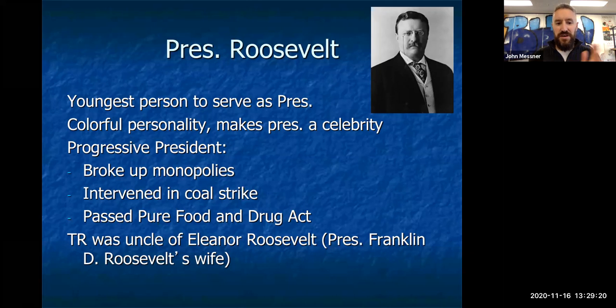Very colorful personality, and we kind of talked about that, and we talked about how he broke up monopolies and passed the Pure Food and Drug Act, and he ended up being the uncle of Eleanor Roosevelt. So that's his niece, and then his niece is going to marry another future president of the same name, and that's Franklin Delano Roosevelt, who's our president from 1932 till 1945. And so we'll talk about him as we get to the Great Depression and World War II.